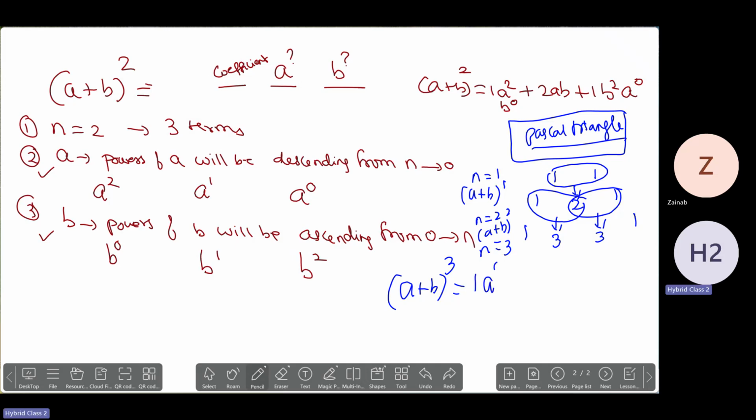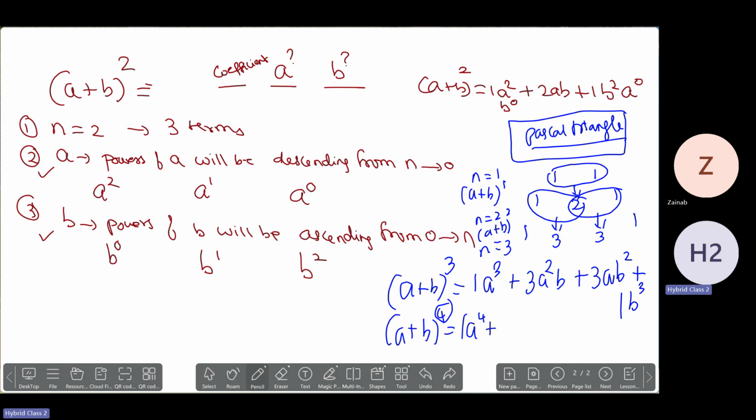1 a cube plus 3 a squared b plus 3 a b squared, last term 1 b cube. Try for (a plus b) whole power 4. 1 a power 4. Second term coefficient will always be n.